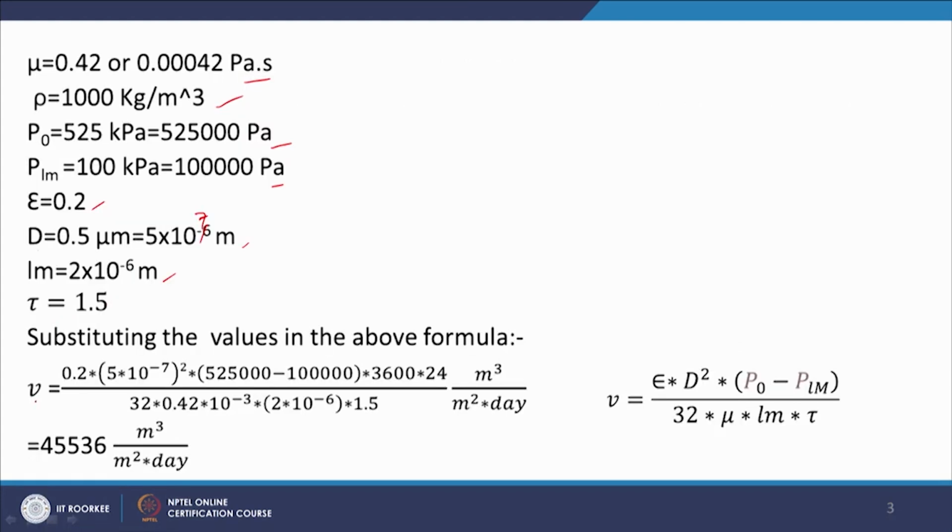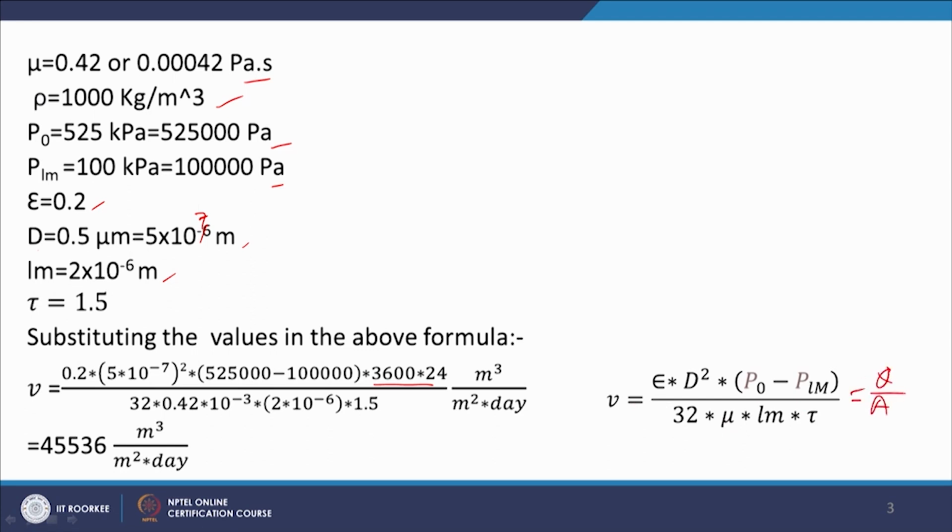So, we will be using V equal to epsilon d square into P0 minus PLM divided by 32 into mu into Lm into tau. This term we are getting from the previous expression, but here another term is there, 3600 into 24, because in the expression that we have discussed, V is equal to Q by A.